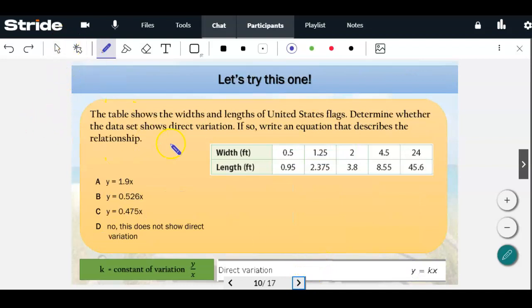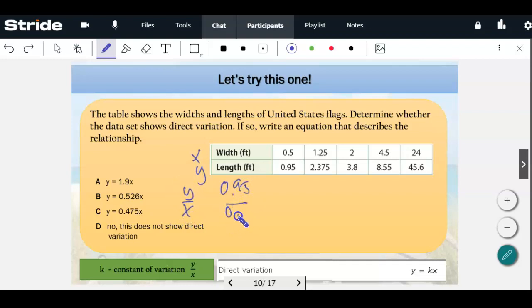All right, let's try this one. So we have the width and length. The table shows the widths and lengths of the United States flag. Determine whether the data set shows direct variation. Okay, so we need to test some points. So we're going to do Y over X.